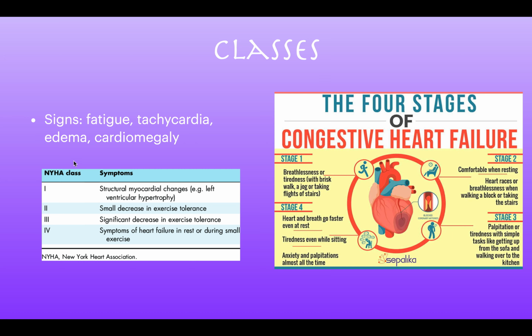The NYHA class is more like structural problems. Stage 1, the structural myocardial changes. Stage 2, there's a small decrease in exercise tolerance. Stage 3, significant decrease in exercise tolerance. And stage 4 is symptoms of heart failure at rest.